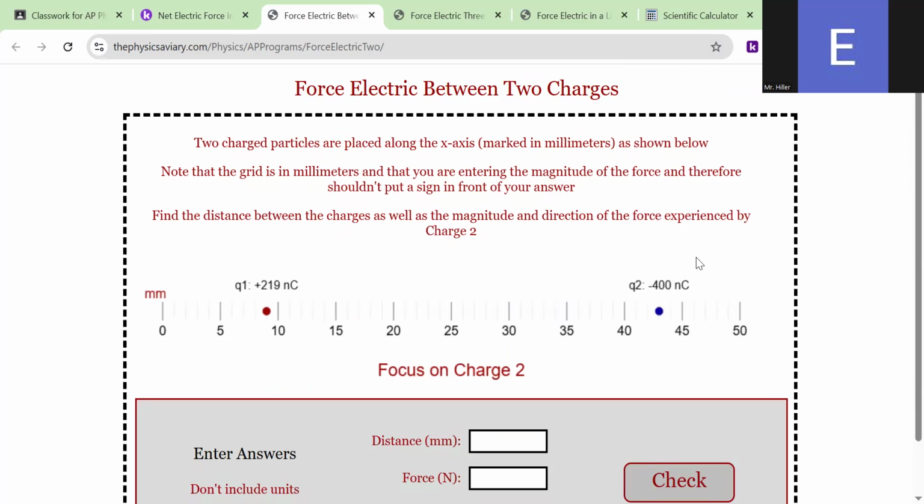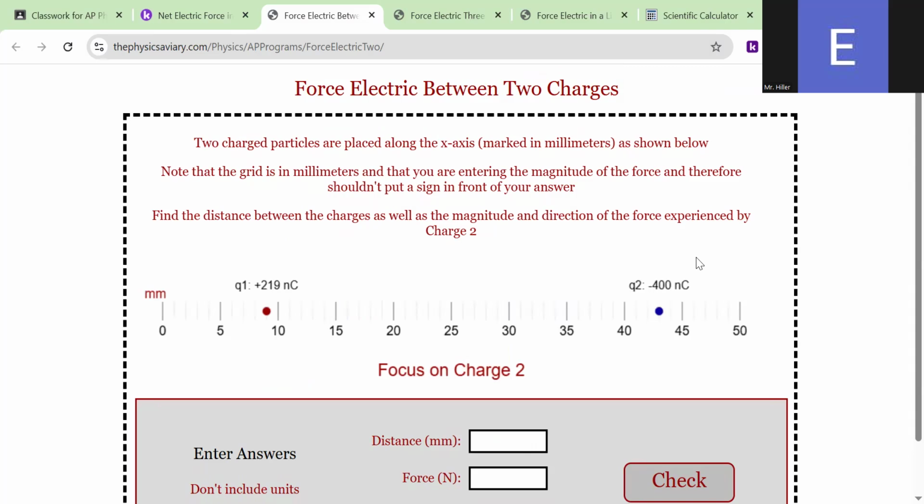Now, the first thing I'm going to do is I'm going to label the two charges and their locations on my paper. Okay, now it says the focus is on charge 2. We have to find the distance between the charges as well as the magnitude and direction of the force experienced by charge 2. In other words, what is charge 1 doing to charge 2? Pushing it to the right or pulling it to the left. All right, so we'll get to that in a minute. First, let's copy down our information.